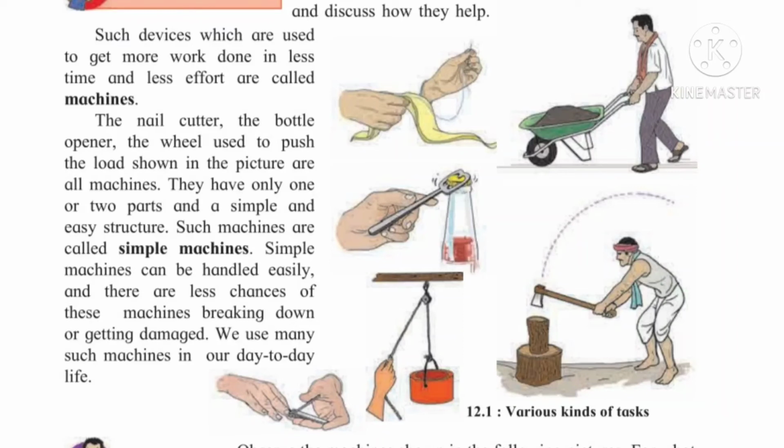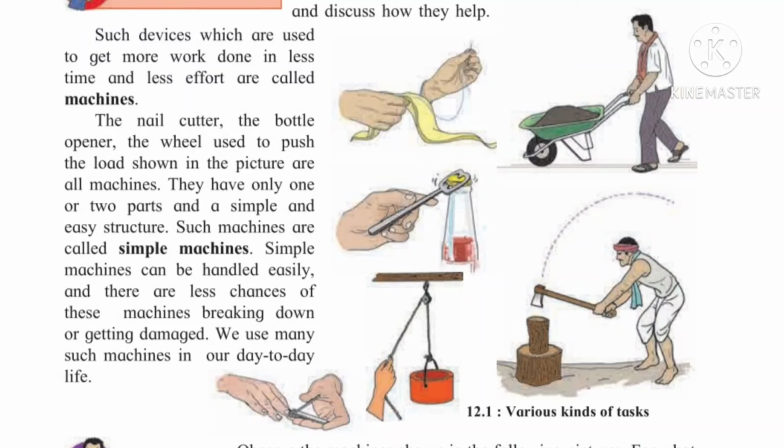So these are some devices which are used to do some work easily. As we observe these devices carefully, such devices are used to get more work done in less time and with less effort. So such devices are called machines.